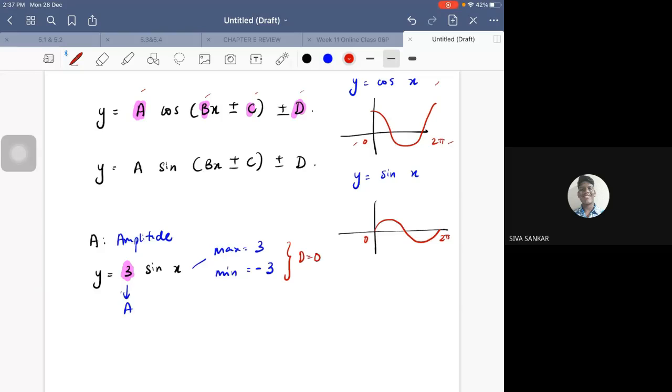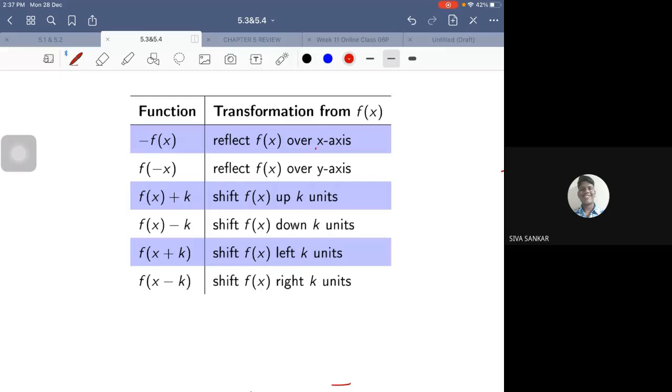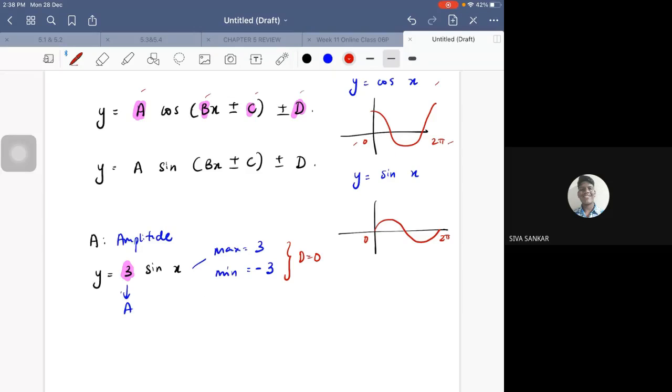Because remember, so what happened is that kalau tengok dia punya transformation ni, ibarat D lah, for our case this is our D. Kalau kita ada plus D ataupun minus D at the end of the function, so apa yang akan berlaku adalah graf kita ni sama ada dia akan naik D units ataupun dia akan turun D units lah for our case. So if this is a plus D, the graph is going to be shifting up D units. And kalau this is minus D, the graph is going to be shifting down D units. So this is what happened over here in our function.